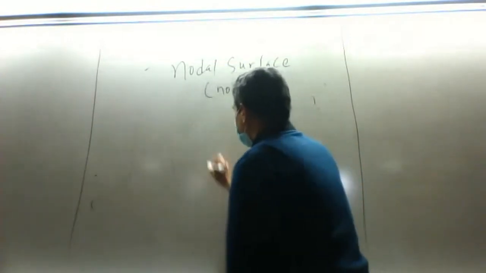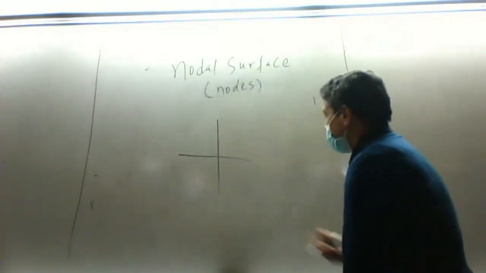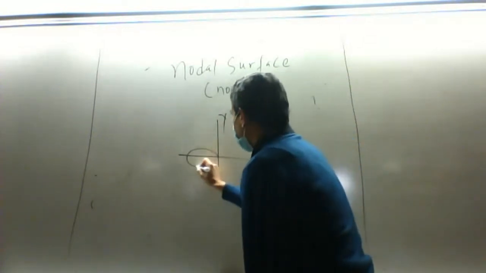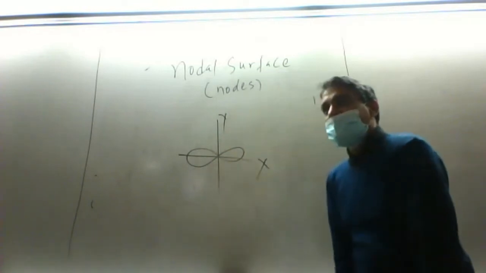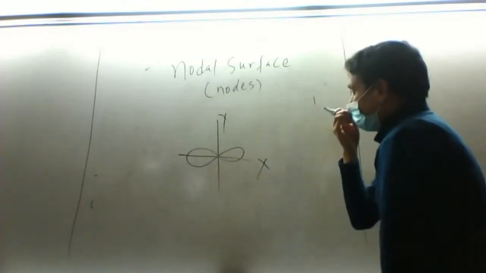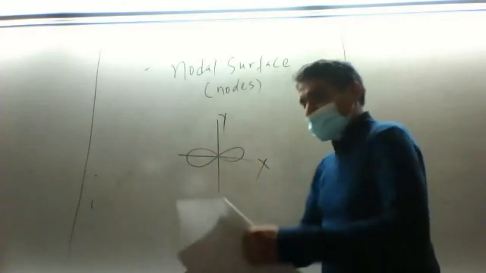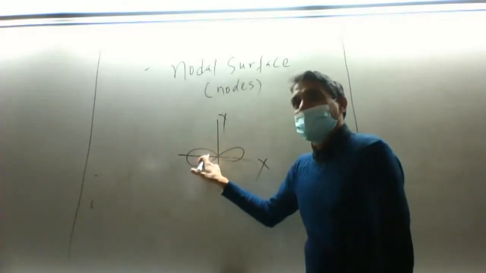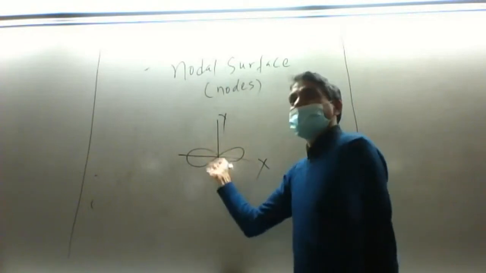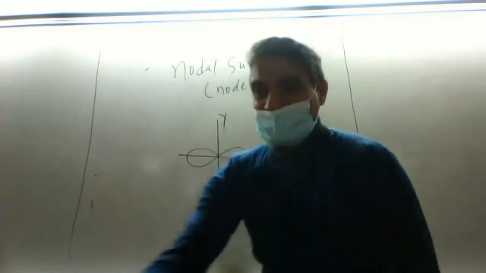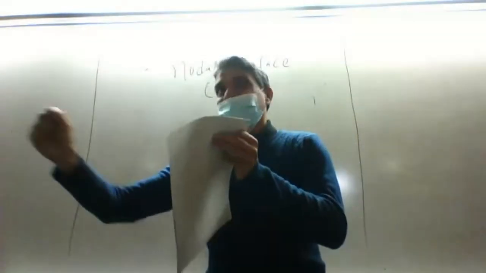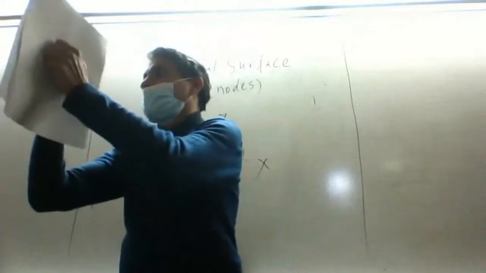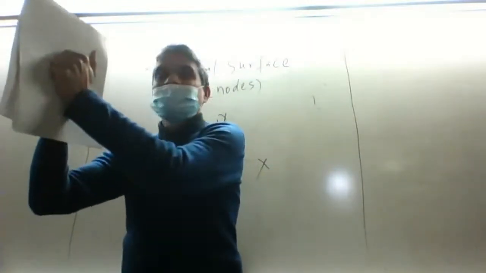Let's take the p orbital. I'm going to draw the p orbital here. This is the x-axis, this is the y-axis. My px orbital looks like a dumbbell like this one. So this is one side of the dumbbell, this is the other side of the dumbbell, and you're holding this dumbbell here, just to lift it. And between them there is a surface.